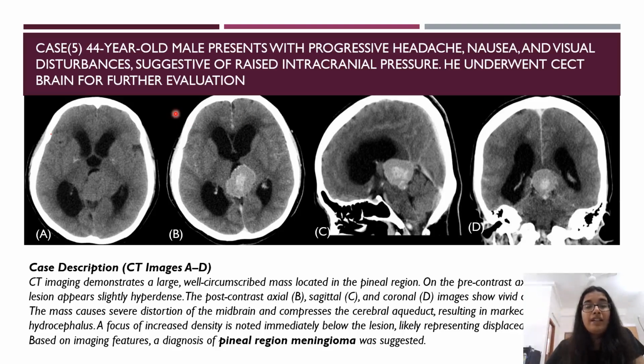Now, case 5 is a 44-year-old male who came with the headache and features of raised intracranial pressure. He underwent CECT brain for further evaluation, where we can see a solid mildly enhancing lesion in the pineal region. And on post contrast, it was vividly enhancing, causing mass effect in the form of obstructive hydrocephalus, and these features were suggestive of pineal region meningioma.